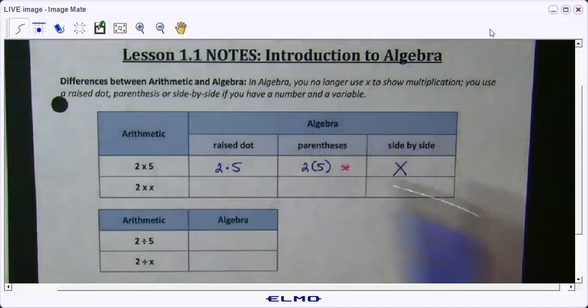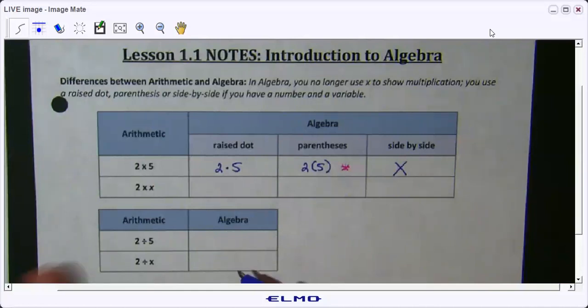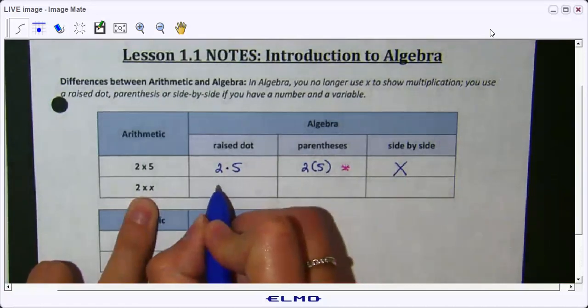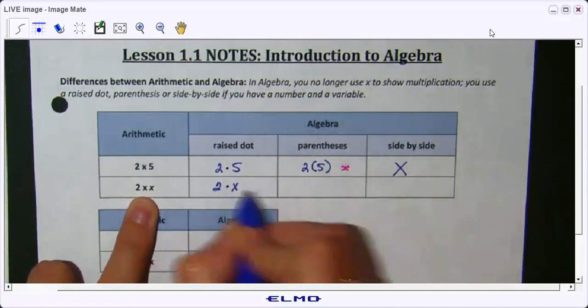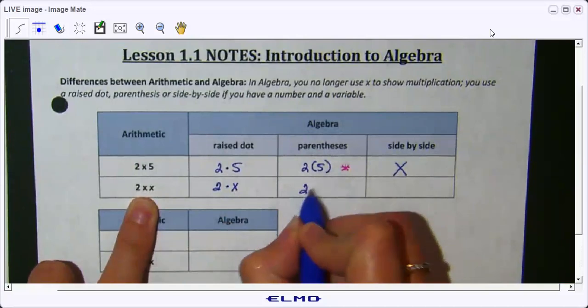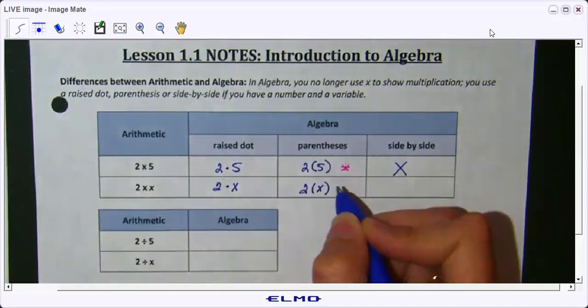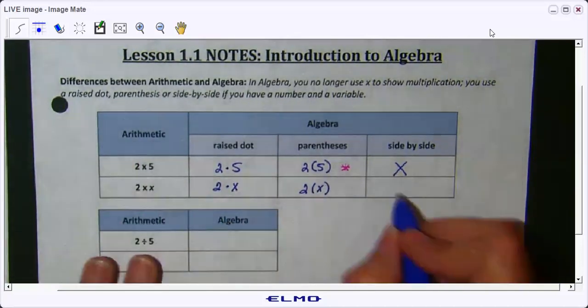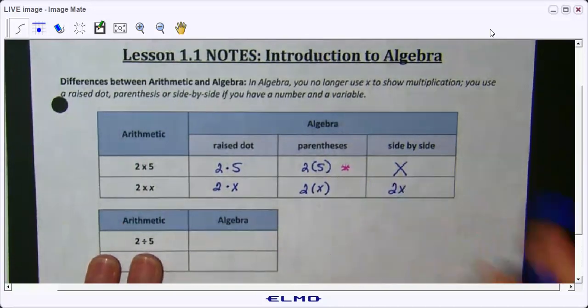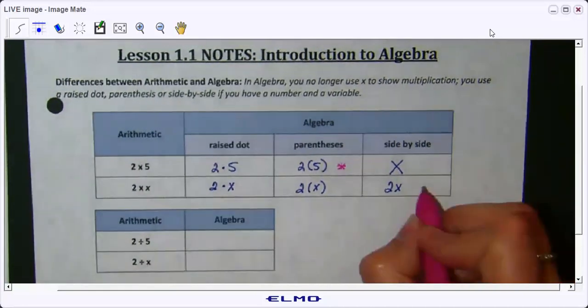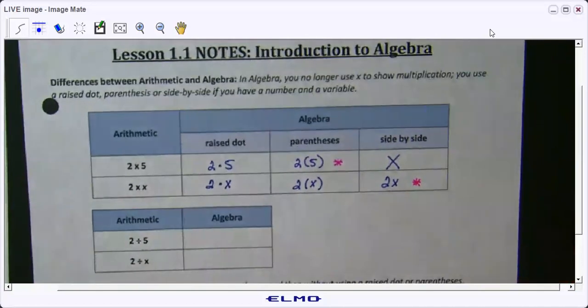Moving on to the next one, 2x. That's what that looks like to me, because I'm an algebra teacher. I see an x and I think of a variable, but they're trying to write 2 times x. So instead of writing it with an x, you'll write it with a raised dot, a parenthesis, or because we have a variable in the mix, you can write it side by side. And I will tell you that this is my preferred choice, and you will find that this is what you will be doing.